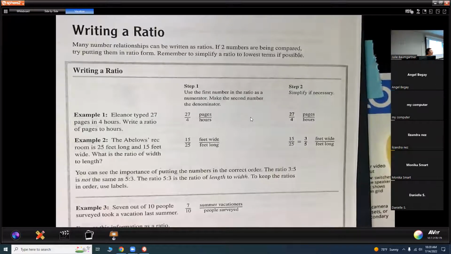Okay, so yes, does it have to be whole numbers? Like, can it be like 3.5 or something? Yeah, 3.5 or something. Mhm. Yeah.